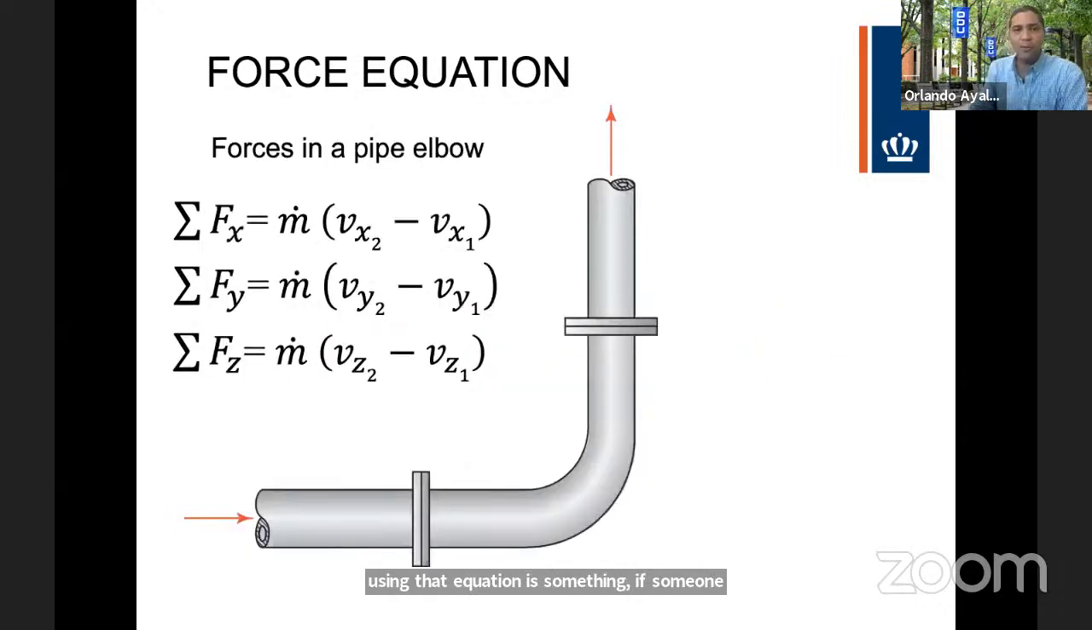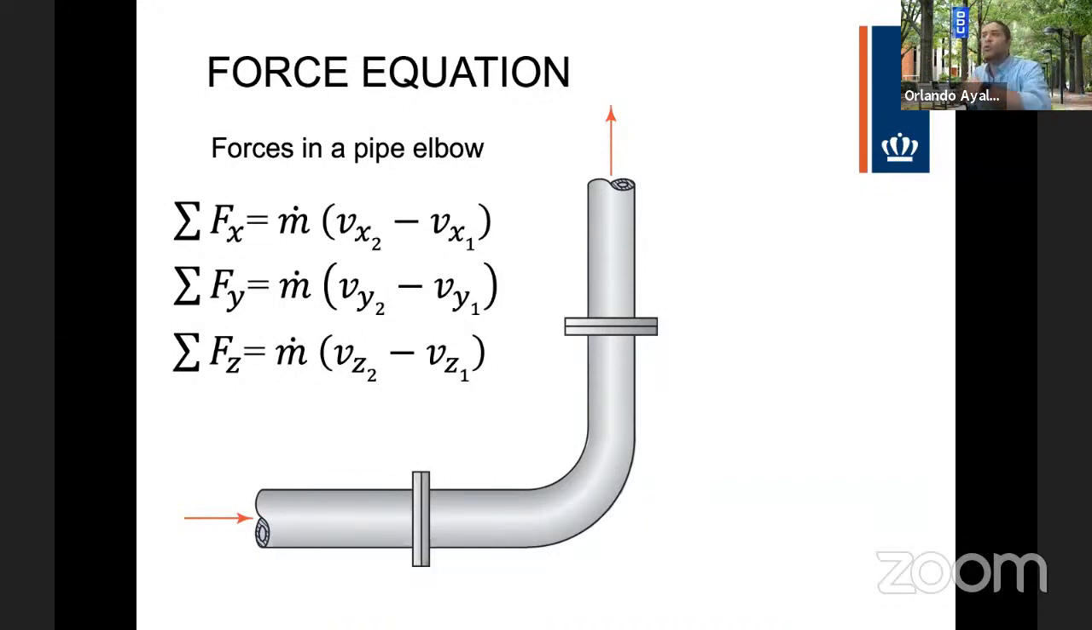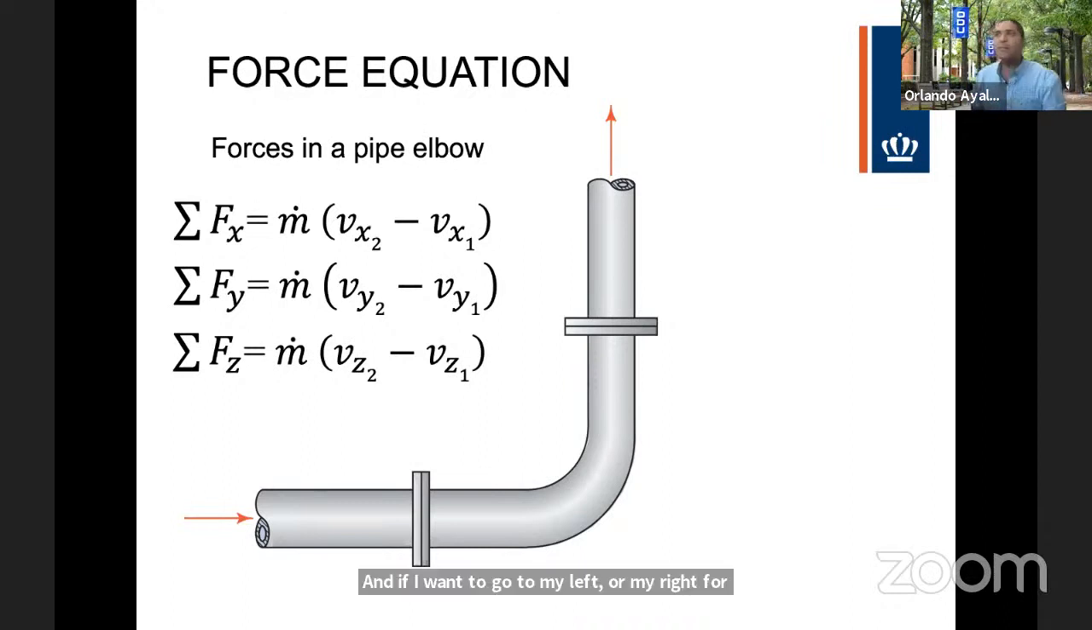The first application is the force in an elbow, in a pipe elbow. I'm pretty sure you've seen many of those in your house, or somewhere else. Most of the time we move fluids through pipes. And if I want to go to my left or my right for any reason, I need to turn the fluid. That turn is what we call the elbow. We use an elbow to deviate the direction of the flow.